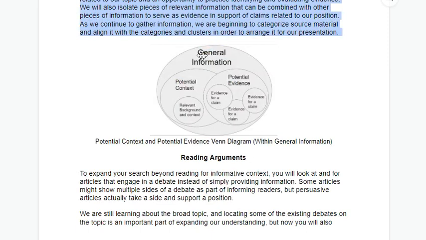This image shows a Venn diagram with general information. It also shows within that potential context and potential evidence. And within each of those overlapping circles, there's different evidence if it's potential evidence, or relevant background and context if it's potential context.